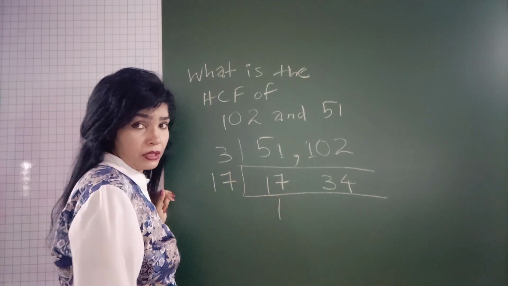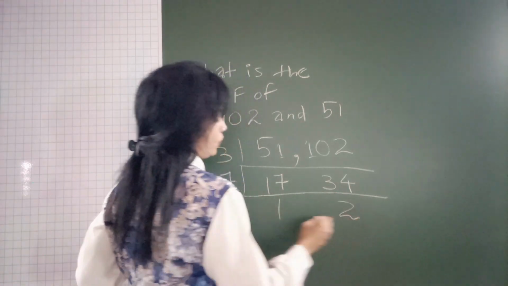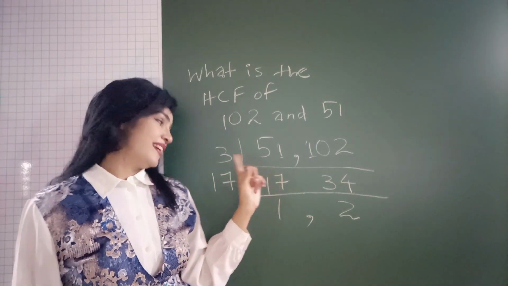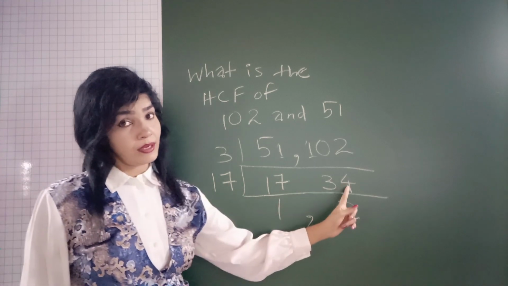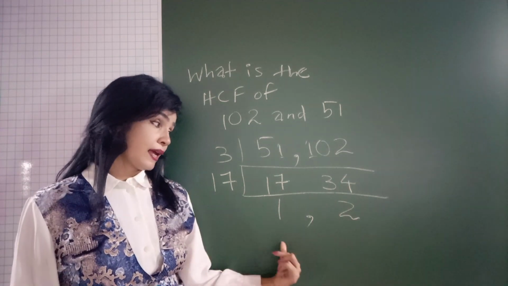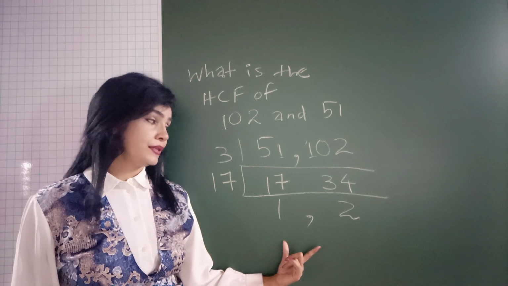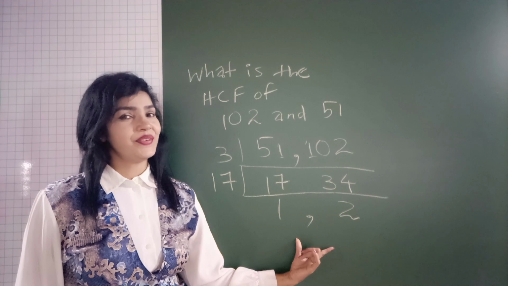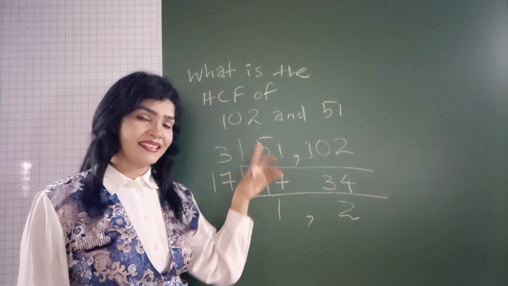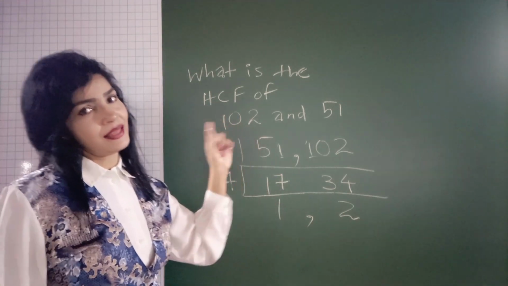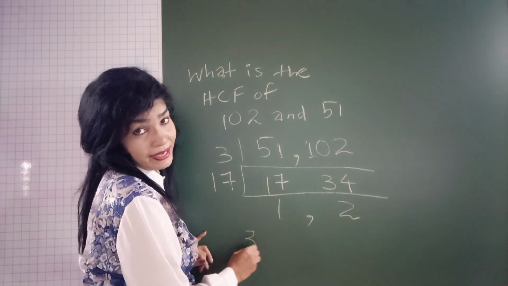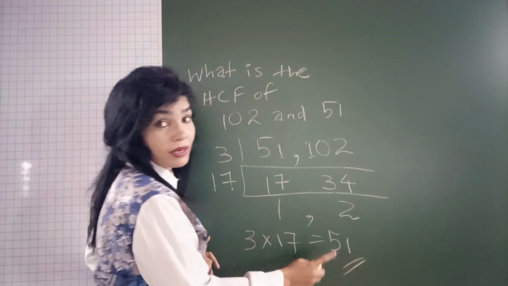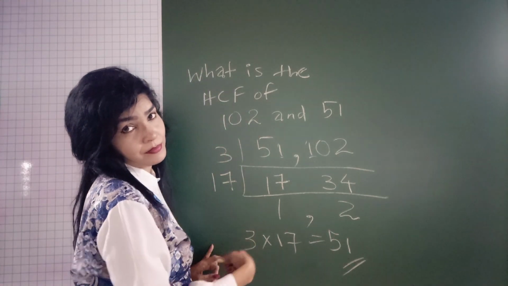Then I can divide this by 17 also. 17 divided by 17 is 1, 34 divided by 17 is 2. I selected 3 because I can divide both the numbers. I selected 17 because I can divide both the numbers. But I cannot select another prime number that divides both the numbers. Therefore, I stop here, take my left side and get the product. Simple as that. 3 times 17 is 51. So 51 is the highest common factor of these two numbers.